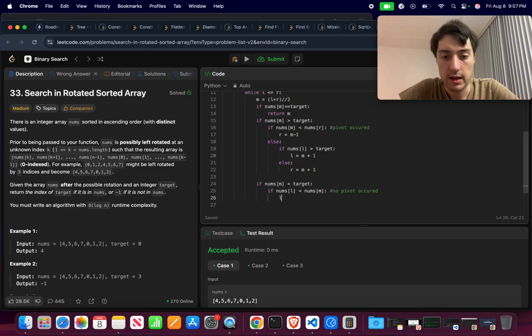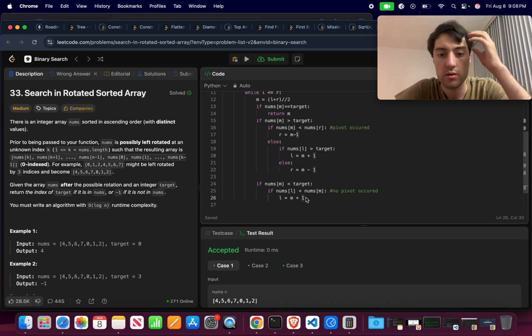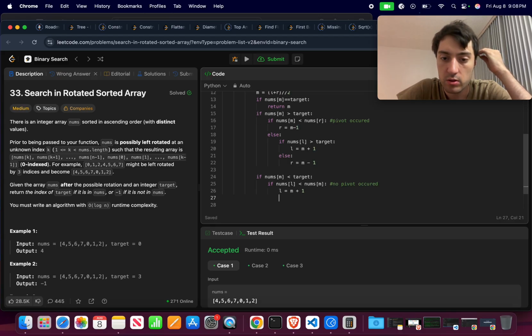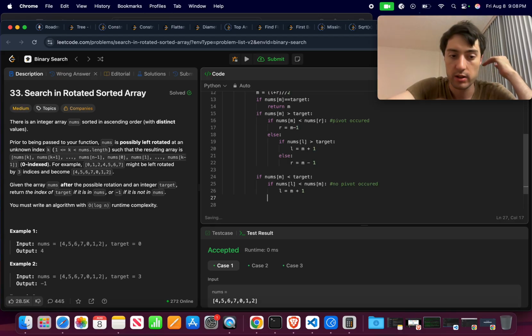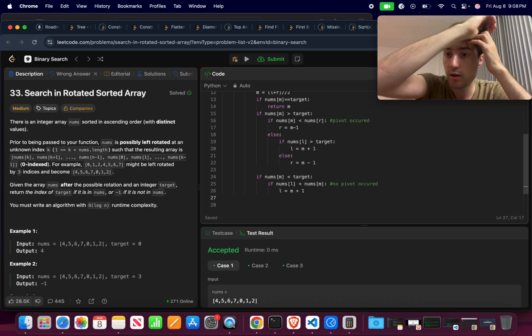So that means what I can do is get rid of that. Because the midpoint is too small, and there's no pivot in the left-hand side, so I can just get rid of that. So left equals mid plus 1. And this should be minus 1. Okay. So no pivot occurred like that. So now, no pivot occurred in the left-hand side. Now there is a pivot in the right-hand side.